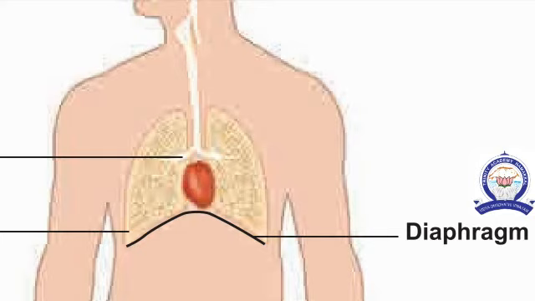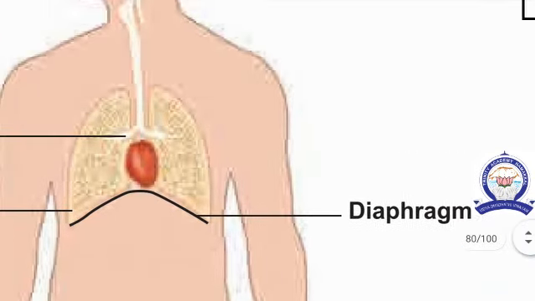Inside the lungs, small air sacs are attached. These air sacs are also called alveoli. In this part, the gases are exchanged. Gas exchange means oxygen is inhaled and carbon dioxide is released out through diffusion.